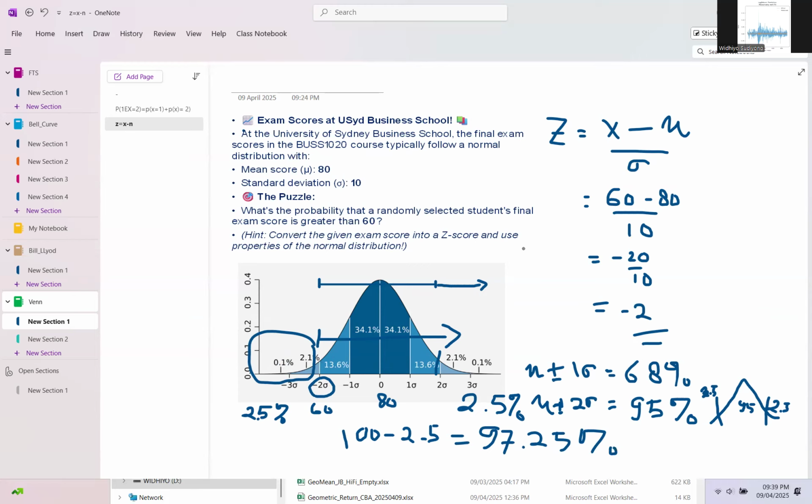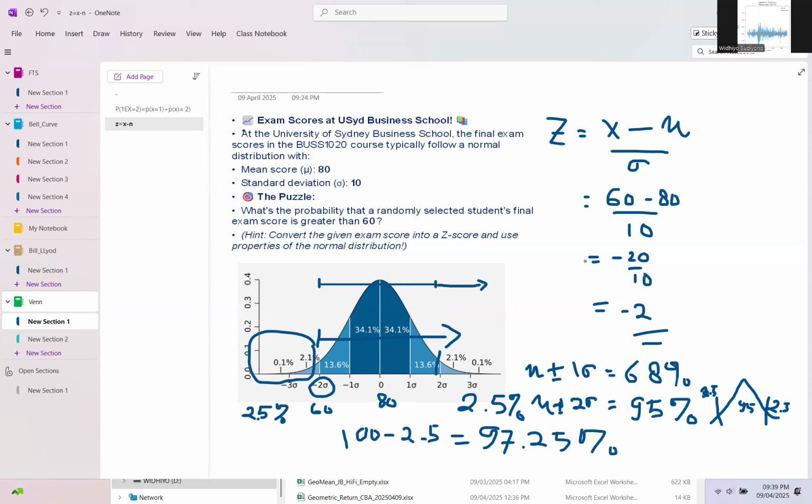However, in the multiple choice, there is no exact figure, but there is a figure that is quite close to this one, which is 97.72%. So we can pick that answer.